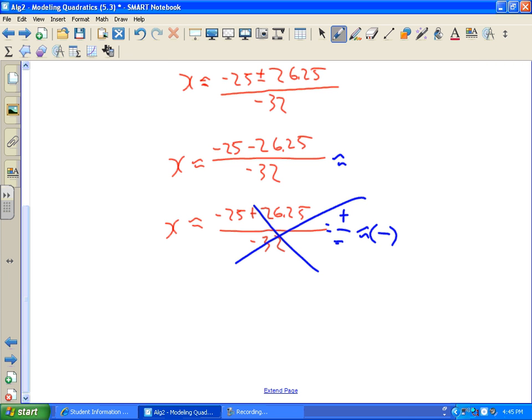I want the answer that's going to give me a positive solution. In this case, negative 25 minus 26.25, that's going to give me an answer of negative 51.25 divided by negative 32. Notice that that is a negative divided by a negative. A negative divided by a negative is positive. It's going to give me a positive solution there. If you plug that in your calc, you're going to get something that's close to about 1.6.